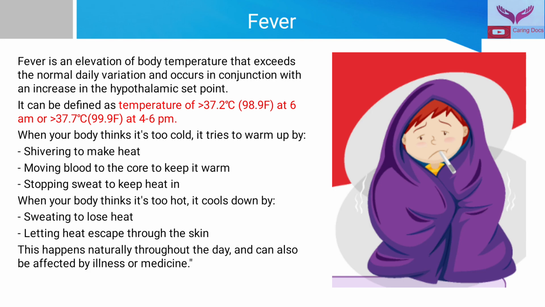Coming to fever, we know that fever is an elevation of the body temperature that exceeds the normal daily variation, and it occurs in conjunction with an increase in the hypothalamic set point. It can be defined as a temperature of more than 37.2 degrees Celsius or 98.9 degrees Fahrenheit at 6 am, or more than 37.7 degrees Celsius or 99.9 degrees Fahrenheit at 4 to 6 pm in the evening.